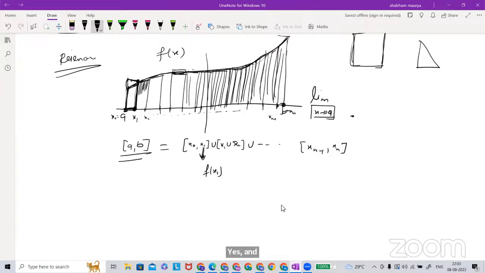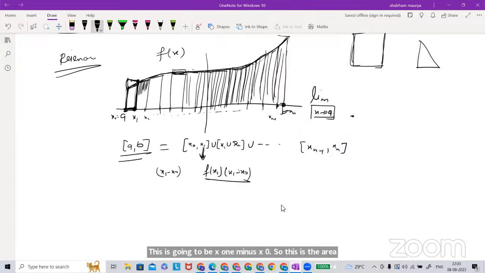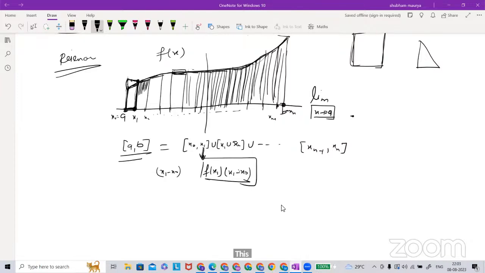What is the breadth here? It is x1 minus x0, right? Yes, sir. This is going to be x1 minus x0. So this is the area we have. What is the area of this figure? This is going to be the area. Similarly, we can do this for this one, this one, this one, this one.